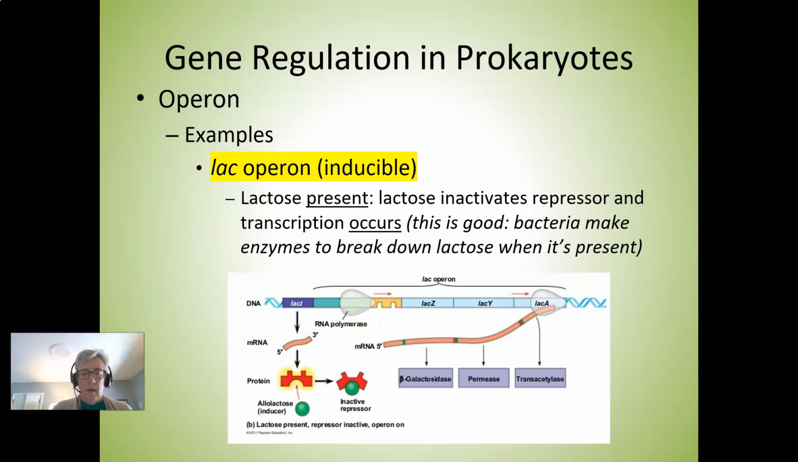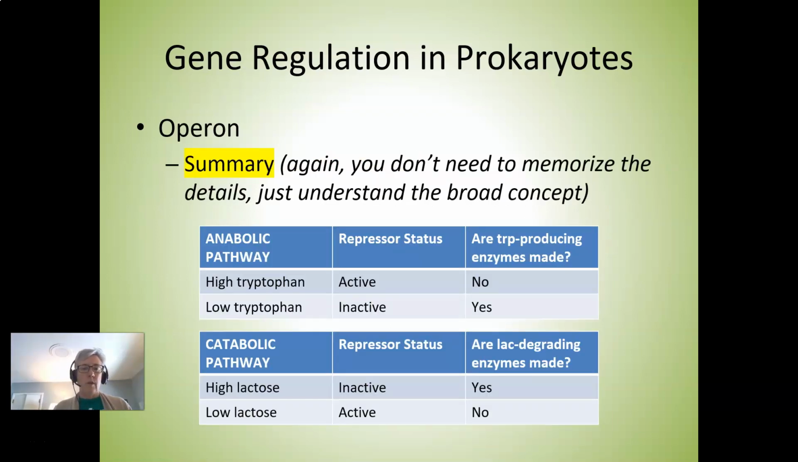So in other words, if we have lactose, or in this case allolactose, that acts as a co-repressor. It binds to the repressor and inactivates it, right? Then transcription will happen. The genes in the lac operon will make the proteins to break down lactose, which is the goal. That's what we want to happen. All right, so here's a summary table, okay?